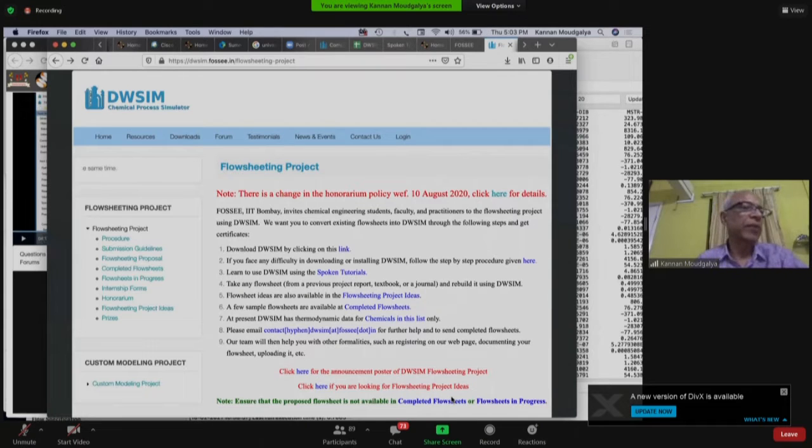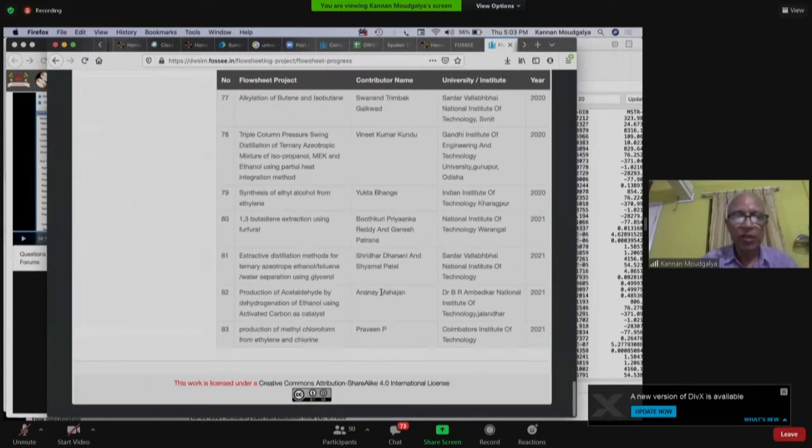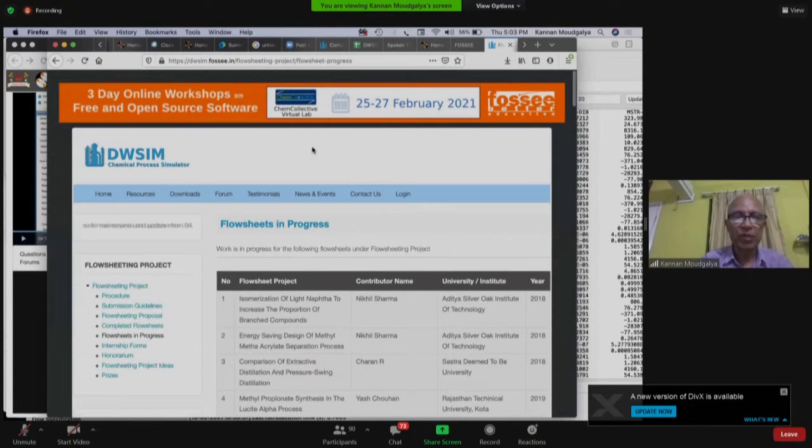Yes, they were actually accepted. Of course, there were some proposals which didn't get completed. Obviously, they could not be uploaded. We also have a thing called flow sheets in progress. You can click this also, and you can see that 83 are in progress. This will also tell you. So you can take any example.